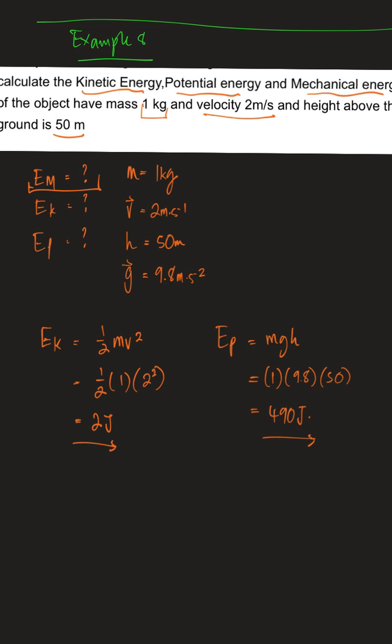Now they want EM. So we're going to say that EM is equal to EP plus EK. Now, in this question, I don't need to expand because I know that here's the EK and here's the EP. So I've just got to substitute it into my formula. EM is equal to EP, which is 490, plus EK, which is 2. And that means that the EM is equal to 492 joules in total.